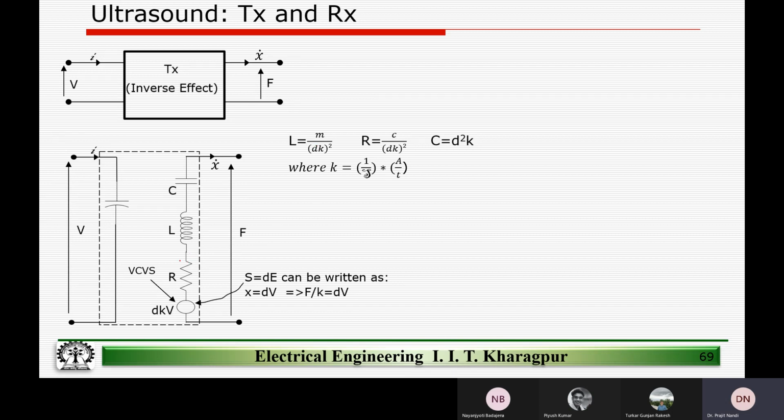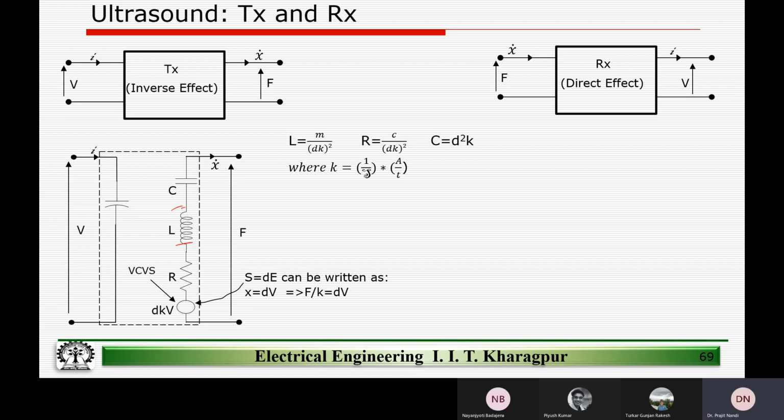the value of the resistor, the value of the inductor, the value of the capacitor, we know. And this F is the final force that we are getting across the terminal. So this is how we can model the transmitter, a very simplistic model of the transmitter. So now let's look at the two-port network model of a receiver.